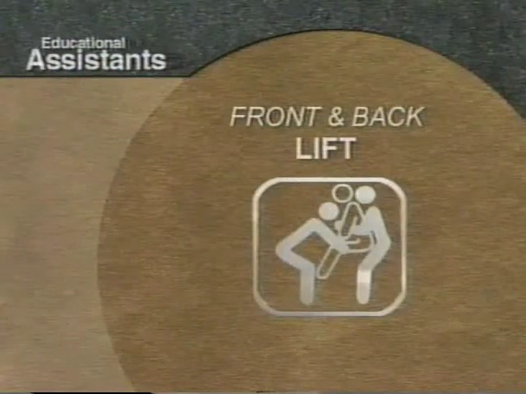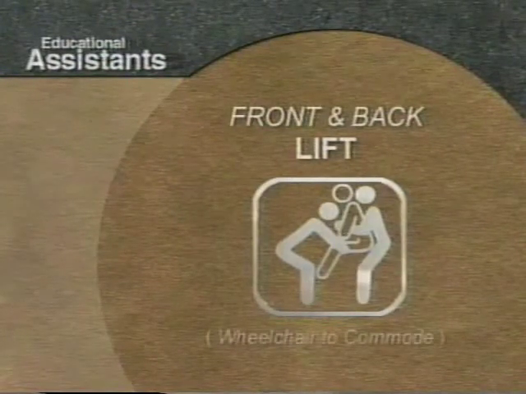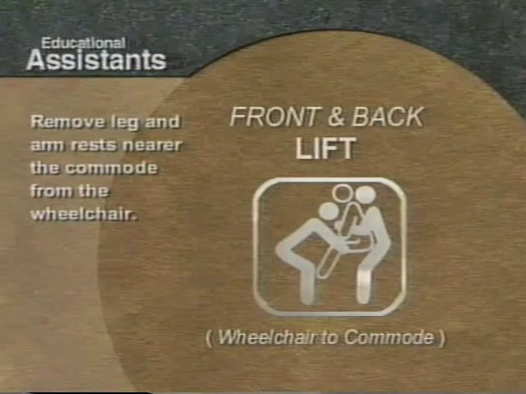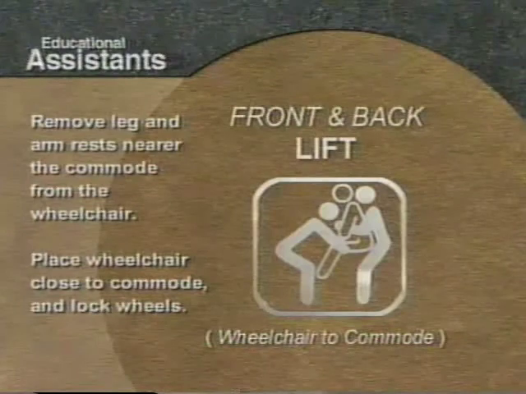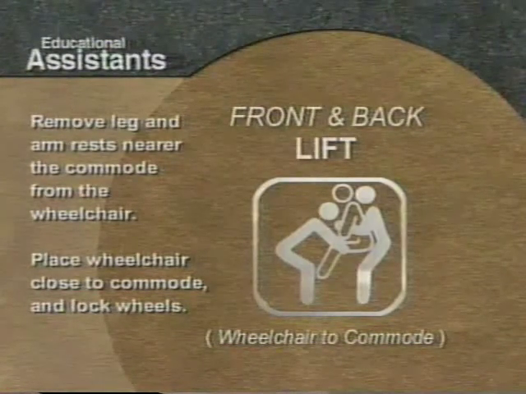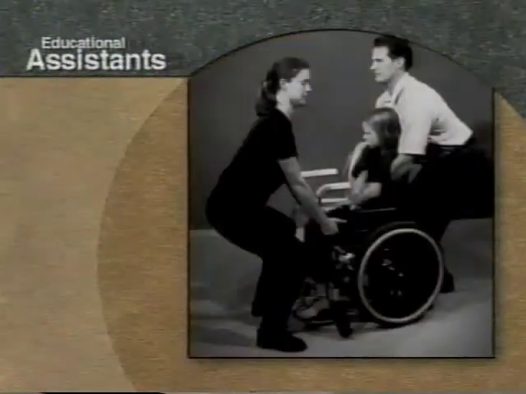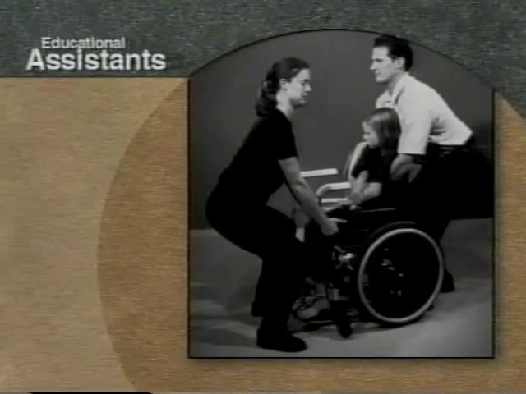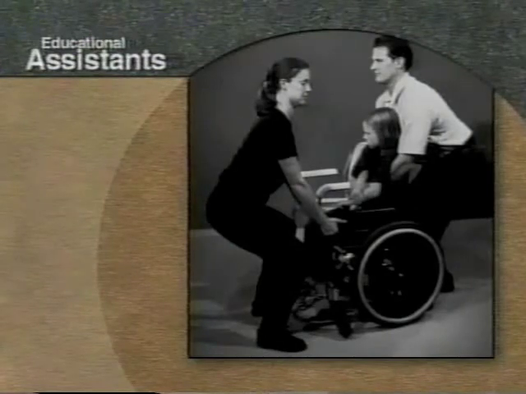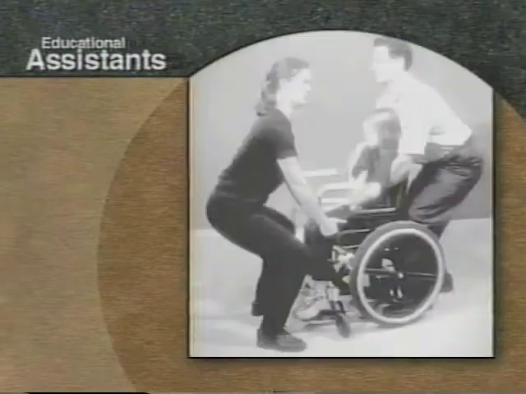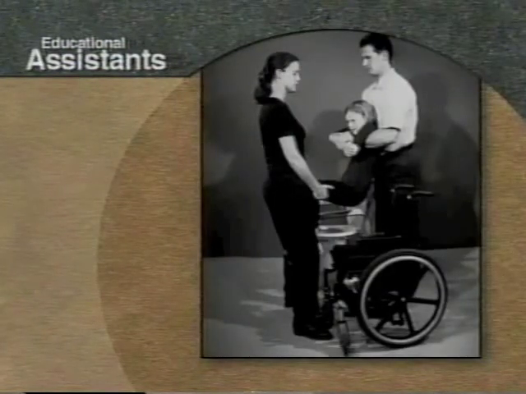Let's turn now to an example of a front and back lift from a wheelchair to a commode. Notice how the leader assists the student to sit up in the wheelchair, leans her forward slightly, and grips her firmly. Pay careful attention to how the second assistant supports the student's legs with both hands under the student's thighs. Together, the two assistants lift and place the student on the commode.